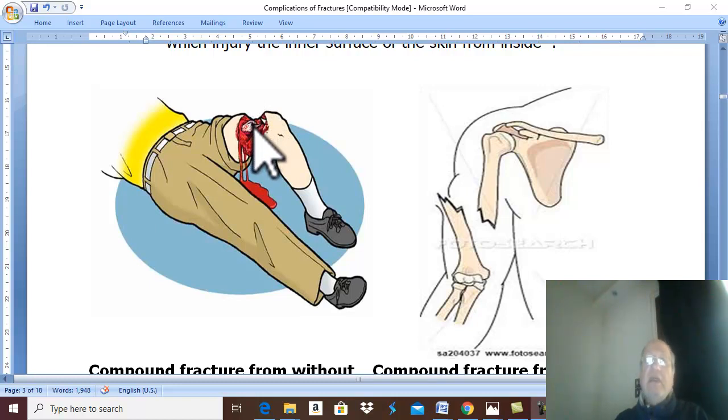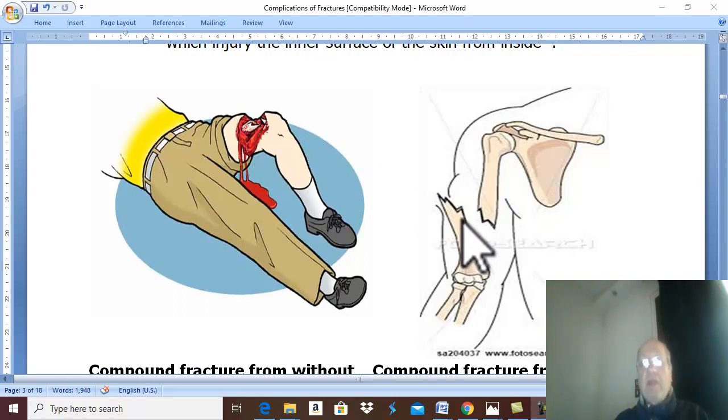Then it produces fracture, since the trauma comes to the skin from outside. And outside is the external environment which contains excessive microorganisms. Therefore, usually the trauma from outside injures the skin and pushes the microorganisms into the bone, leading to compound fracture from without, which is usually liable for contamination and infection.